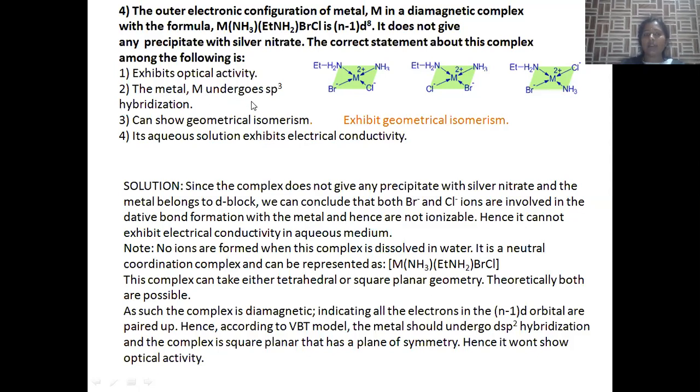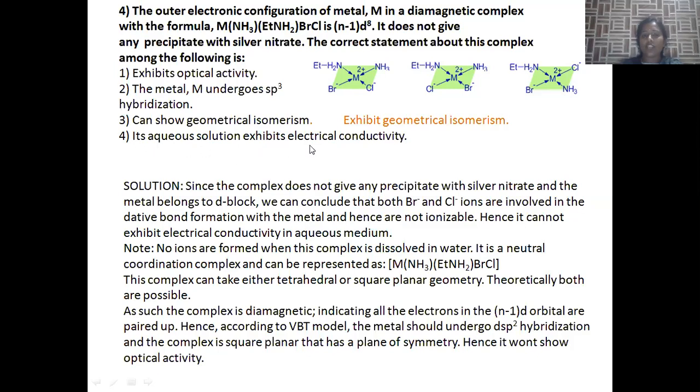The metal M undergoes sp3 hybridization. If it is tetrahedral, then the sp3 possibility will be there. Let us see whether it is possible or not possible. And can undergo geometrical isomerism. In order to exhibit geometrical isomerism, there should be planarity, and there should be arrangement of functional groups in different positions. So restricted rotation should be there, then only geometrical isomerism is possible.